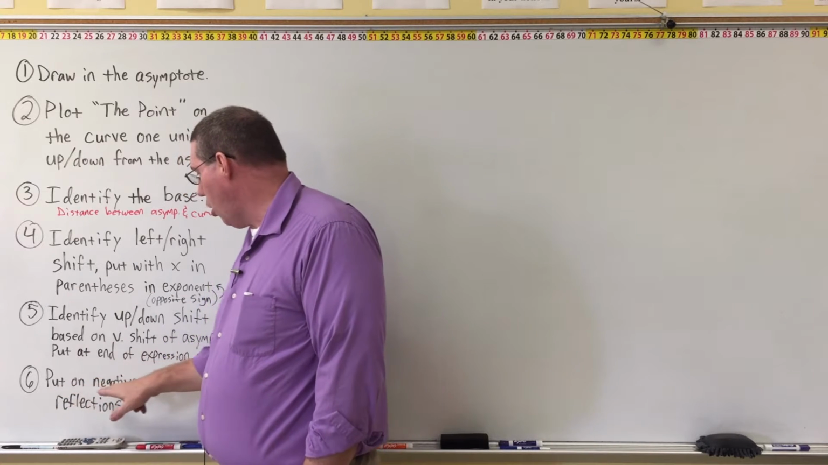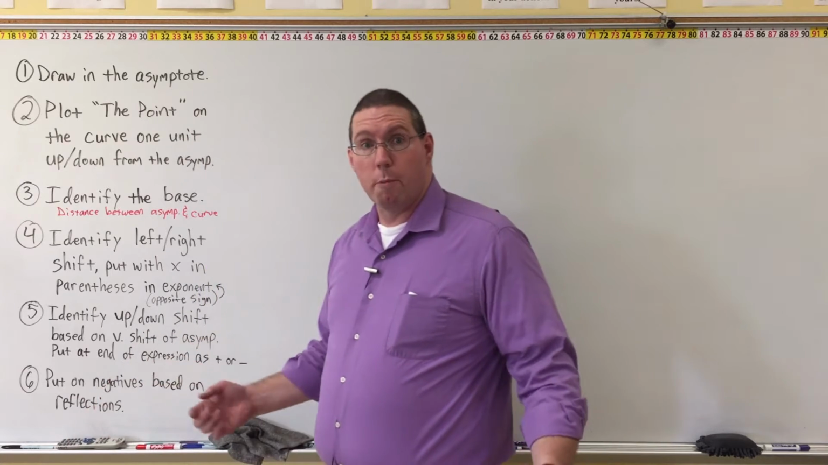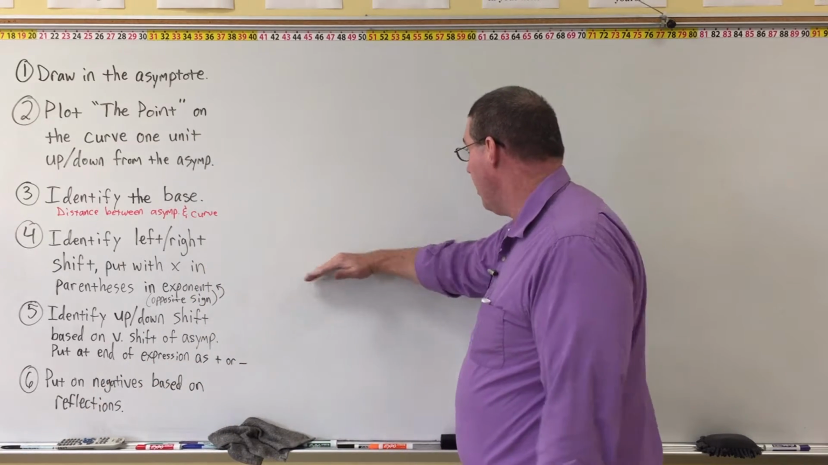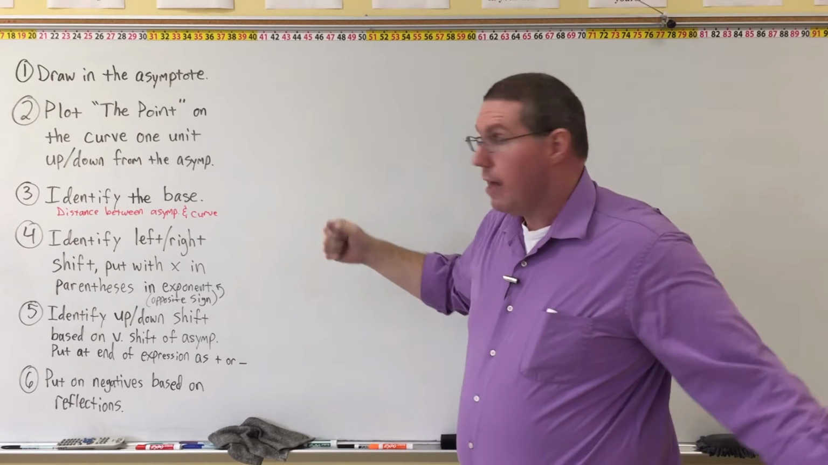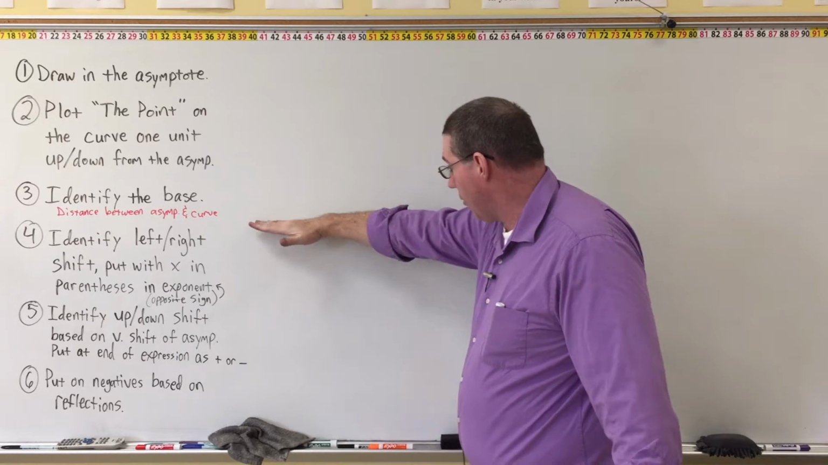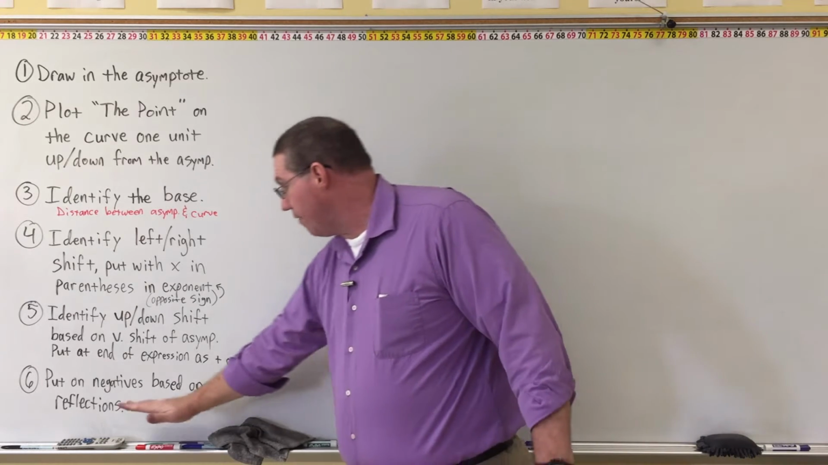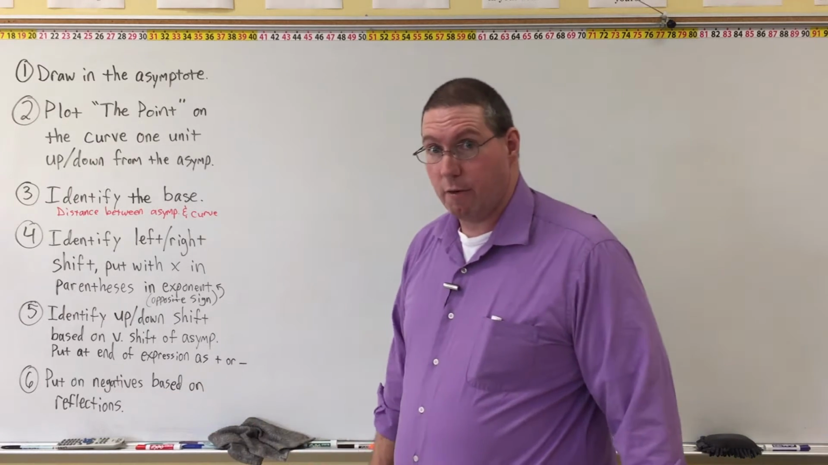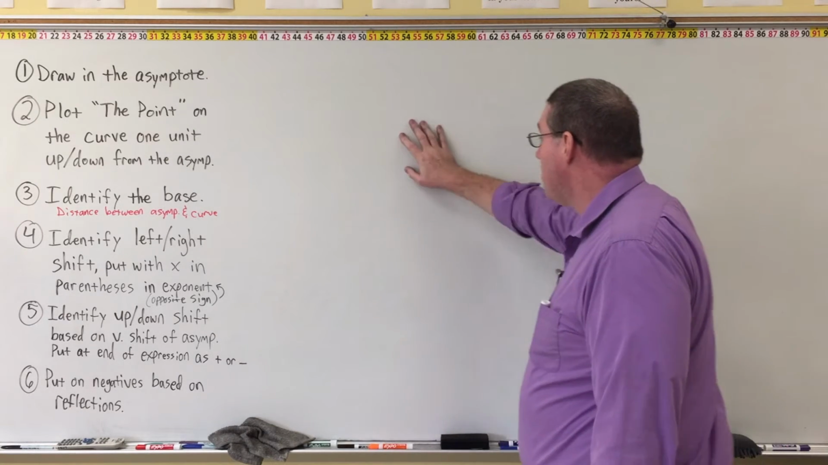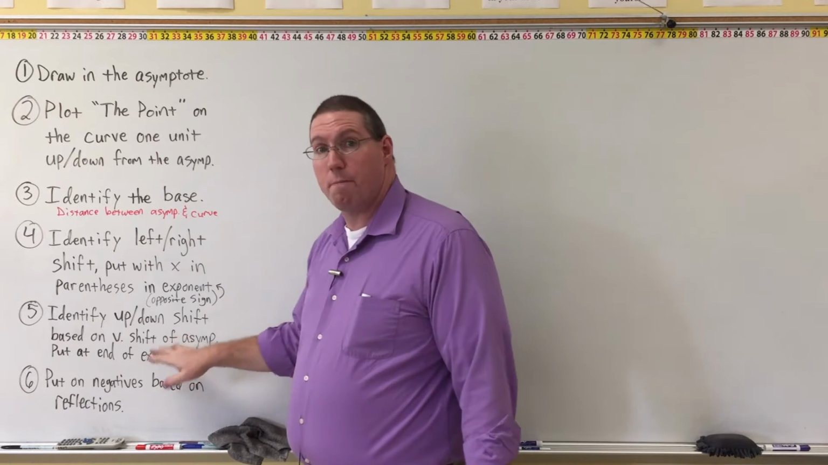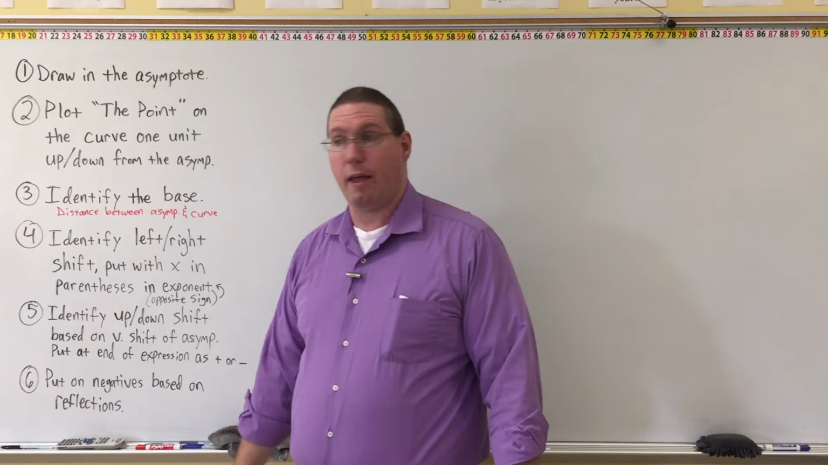Lastly, you're going to put on negative symbols based on reflections. If it's the normal shape, flat on the left, steep on the right, and it's above the asymptote, no negatives. If it's upside down, where it's flat on the left and steep to the right, but it's below the asymptote, you're going to put a negative on the front, right? If it's backwards, where it's flat on the right and steep on the left, you're going to put a negative on the exponent. And if it's both upside down and backwards, you're going to put a negative on the front and on the exponent, okay?